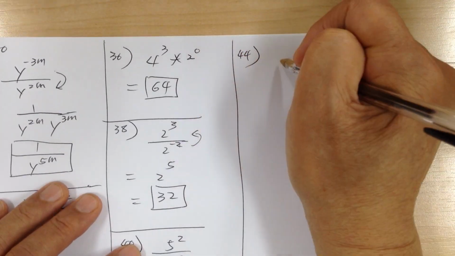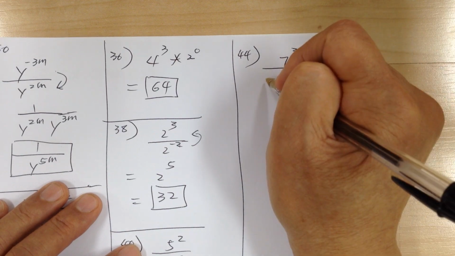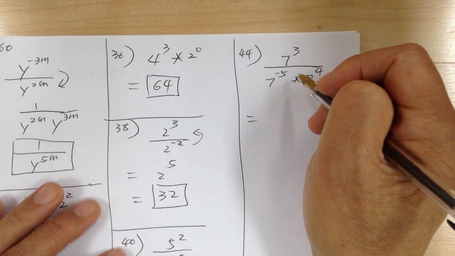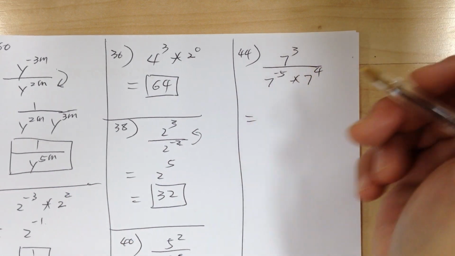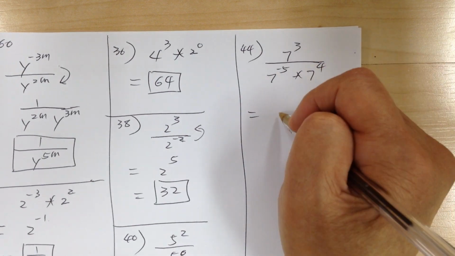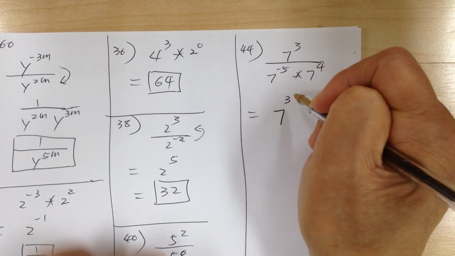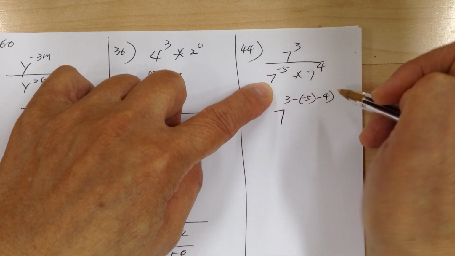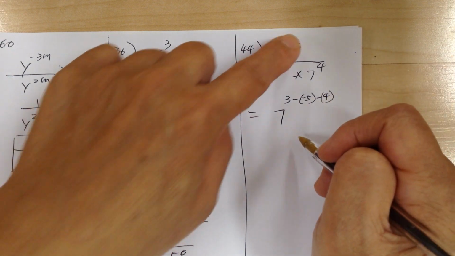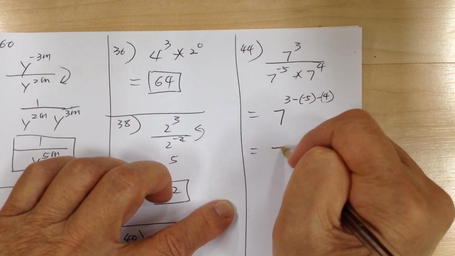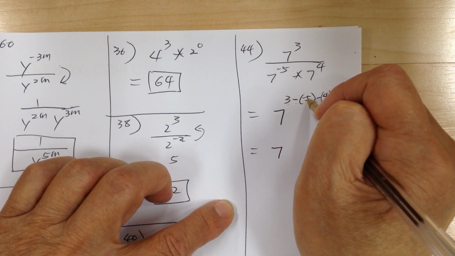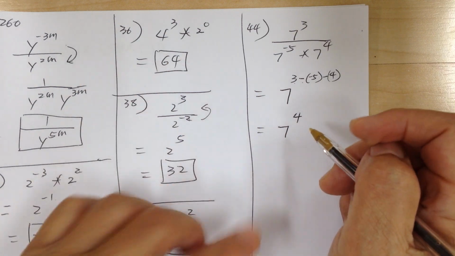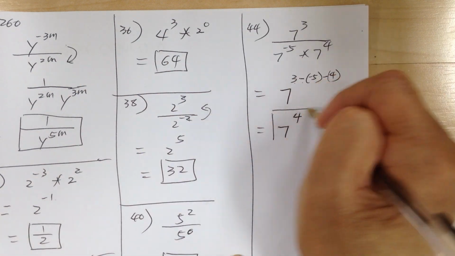Okay, number 44, yeah, 7 to the 3 power over 7 to the negative 5 times 7 to the 4. So you can use the quotient rule and the product rule, okay? Now everything on the bottom you have to subtract. So it would be subtract negative 5, subtract 4, okay? So this is equal to 7 to the, so 3 minus negative 5 will become positive 8, minus 4 will give you 4. And since the number is kind of big, you can just leave it in exponent form, okay?